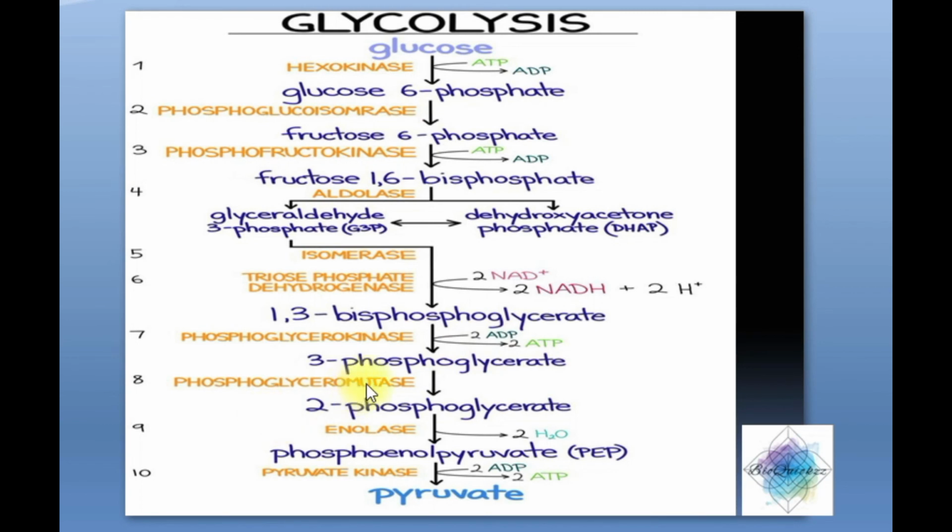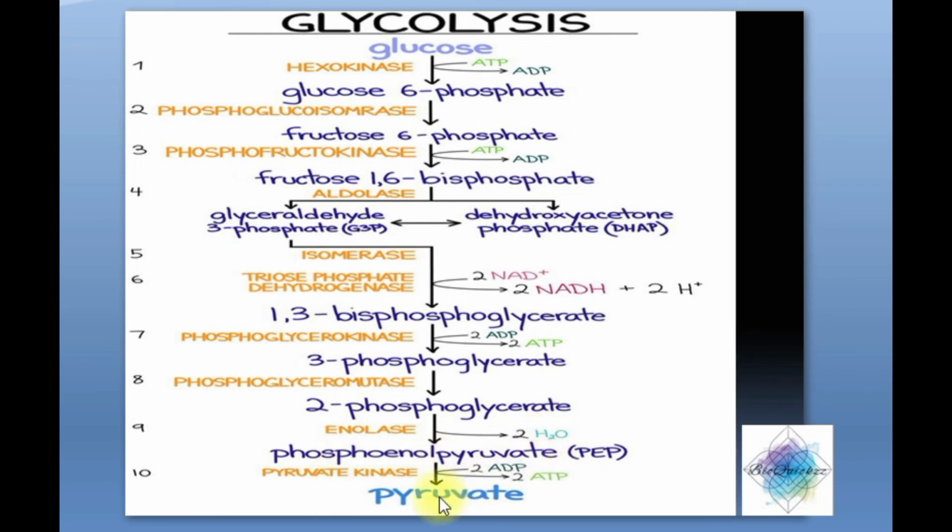1,3-bisphosphoglycerate is converted to 3-phosphoglycerate. Here ADP is given and ATP is released. The enzyme used here is phosphoglycerokinase. The 8th step is that 3-phosphoglycerate is converted to 2-phosphoglycerate. The enzyme required is phosphoglyceromutase. The 9th step is that 2-phosphoglycerate is converted to phosphoenol pyruvate. Enolase is the enzyme and H2O is released. 2 molecules of H2O are released.